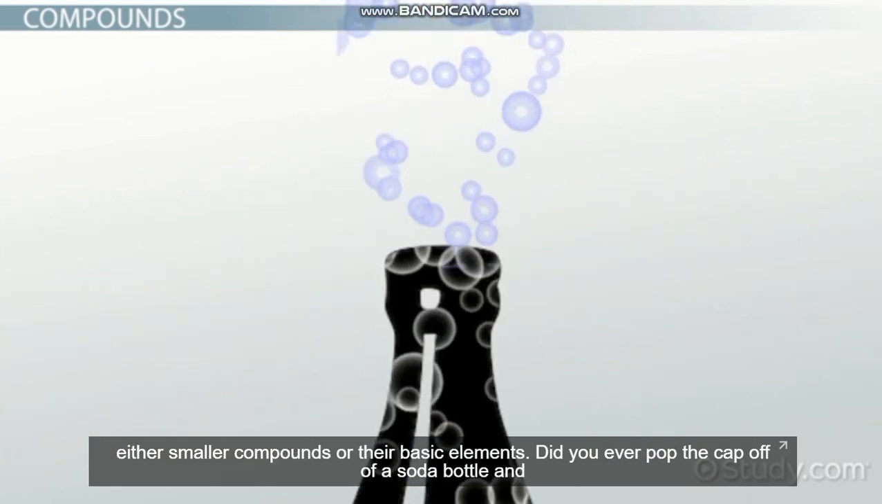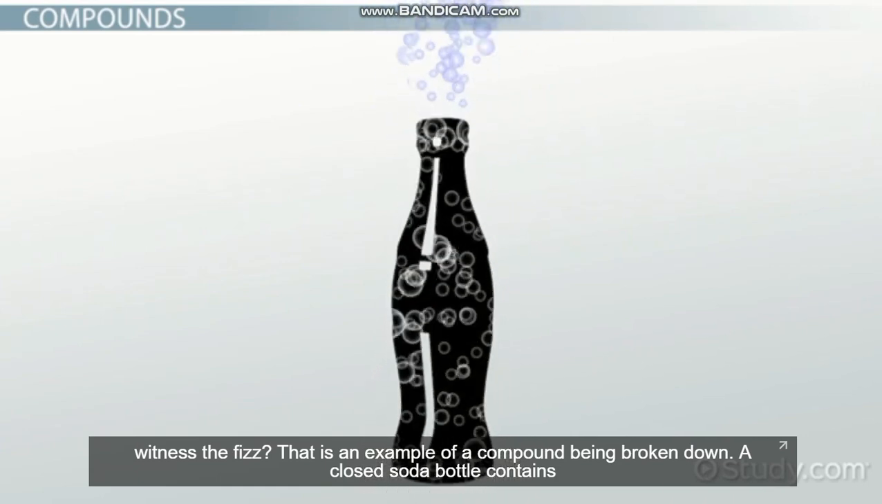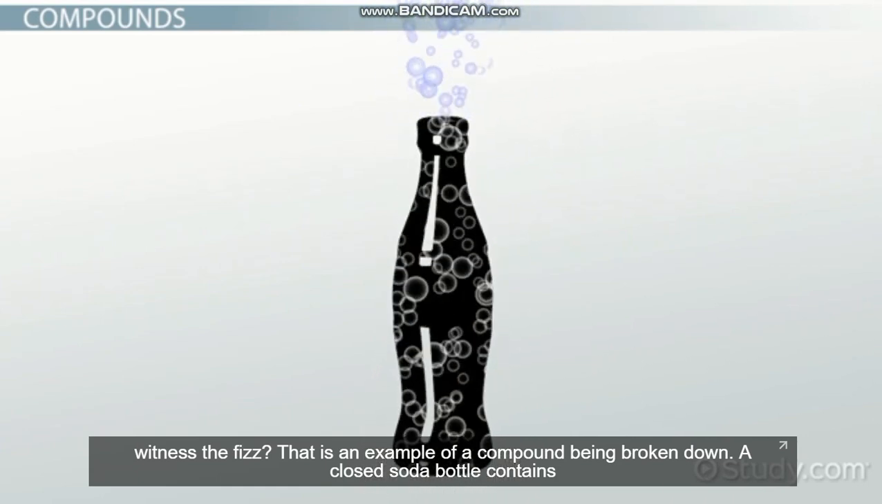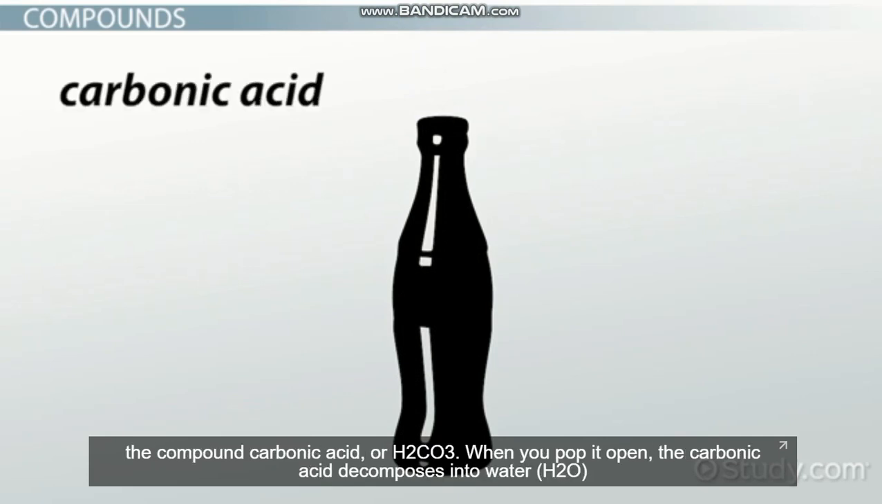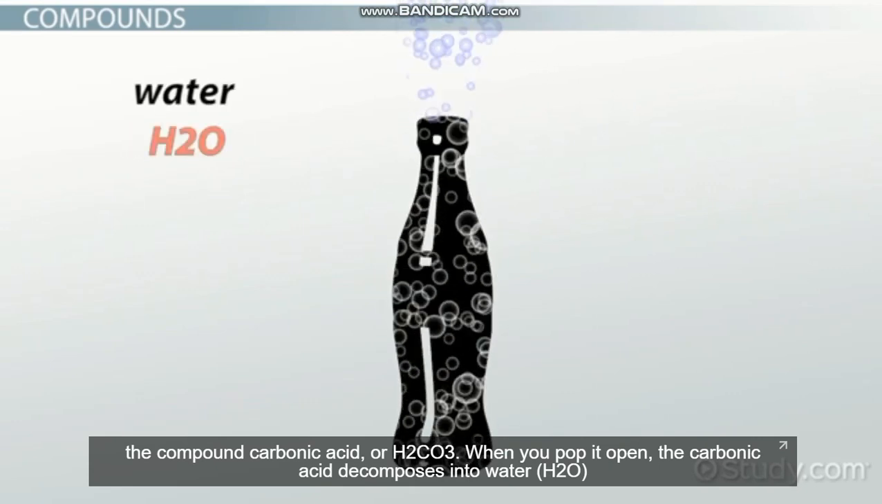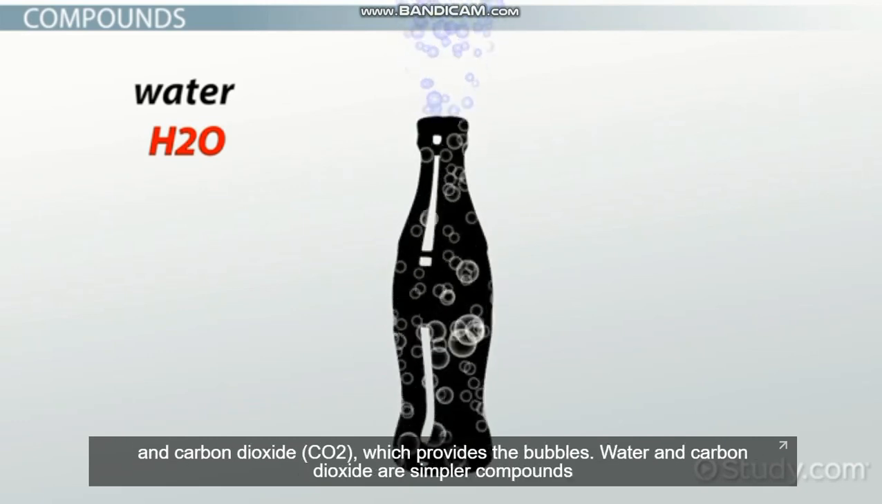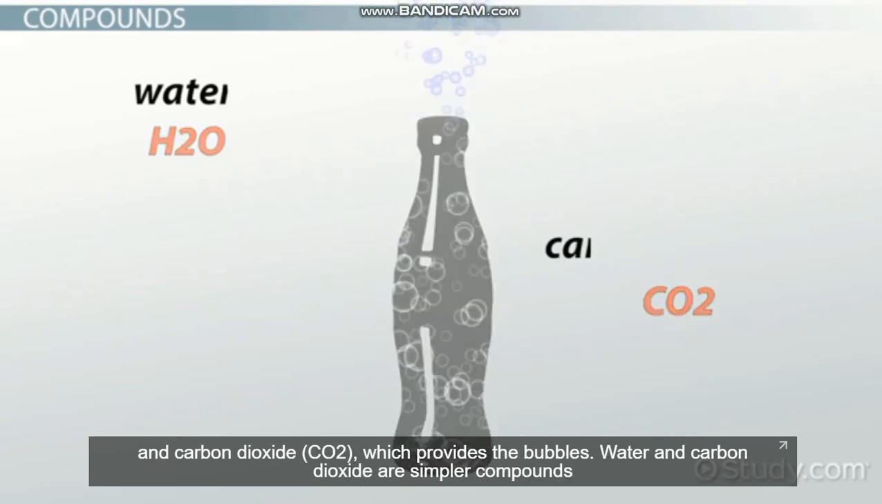Did you ever pop the cap off a soda bottle and witness the fizz? That is an example of a compound being broken down. A closed soda bottle contains the compound carbonic acid, or H2CO3. When you pop it open, the carbonic acid decomposes into water, H2O, and carbon dioxide, CO2, which provides the bubbles.